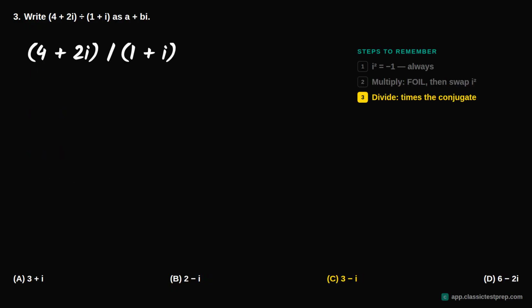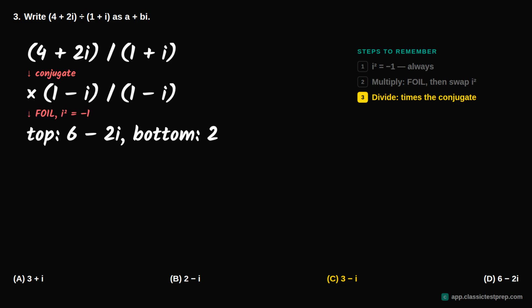Question 3, this is a hard one. Divide 4 plus 2i by 1 plus i. Whenever we have a complex number on the bottom of a fraction, we want to get it out of the denominator. In order to do that, we have to multiply the bottom by the conjugate, which is 1 minus i. But in order to keep the expression the same, we can only multiply by 1. So we have to multiply by 1 minus i over 1 minus i.